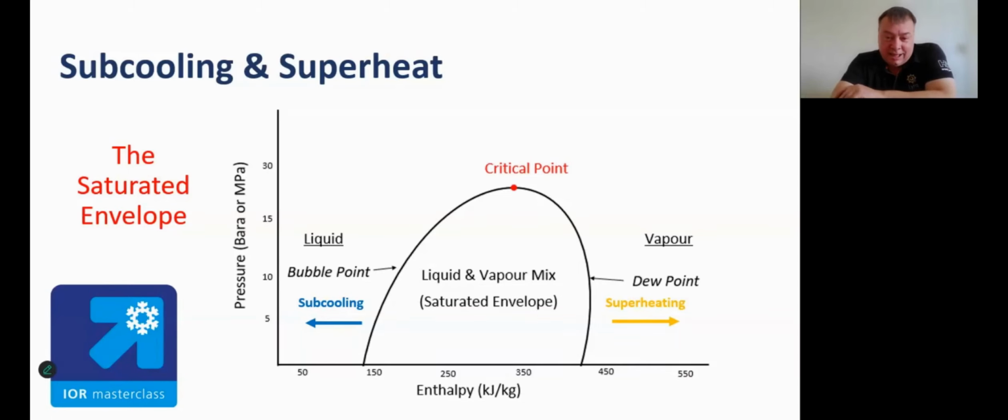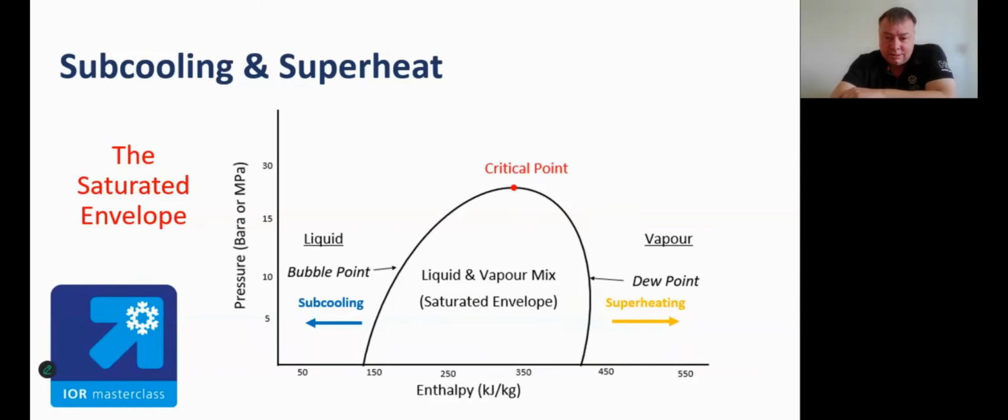But anything on the left-hand side of the saturated envelope is liquid, and the further we go left, the more subcooling we have. Alternatively, on the right of the saturated envelope, we have vapor, and the further to the right we go, the more superheating that we have on that vapor.